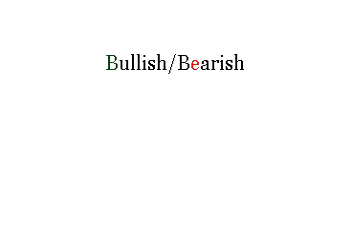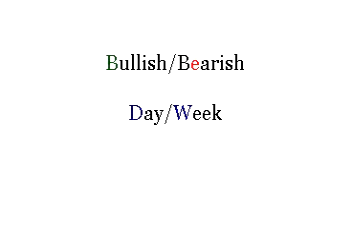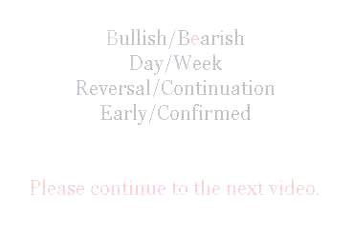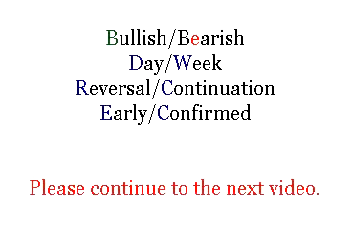Let's recap the different trade types. There's bullish or bearish, day or week, reversal or continuation, early or confirmed. All of these combinations yield 16 different classes. And again, remember, we're looking at the longer-term price movement.